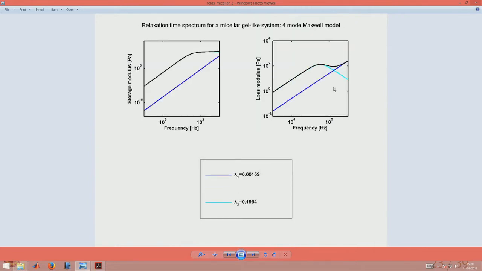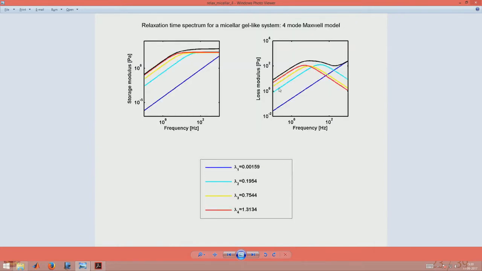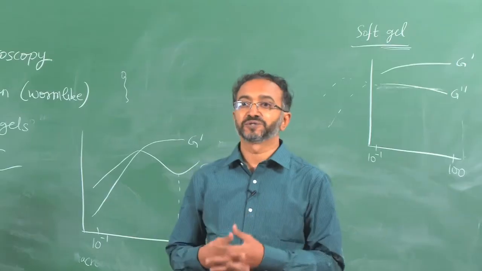So clearly in this case I need to combine, and in the end now I have a G prime which goes from terminal viscous to terminal elastic, and the G double prime which goes from viscous and then goes through a minimum. So this is now a 4 mode relaxation model. So in this case also then we will have to try to explain what each of these modes might imply.